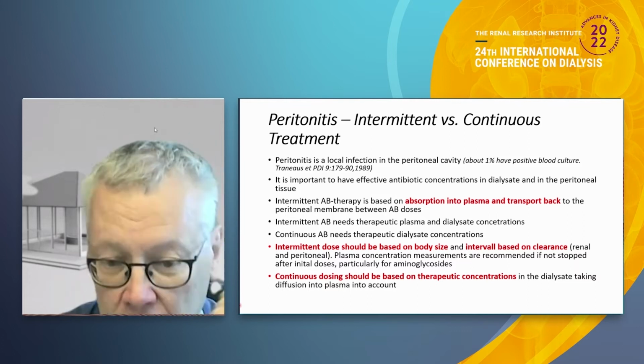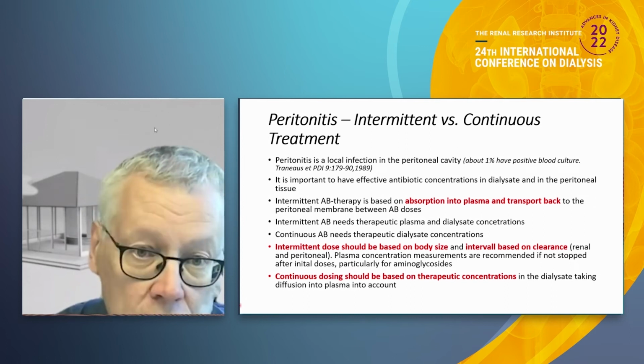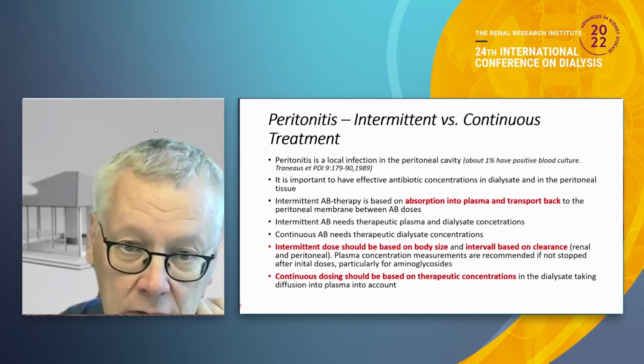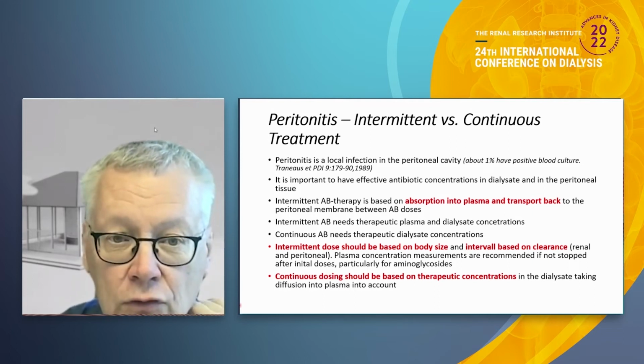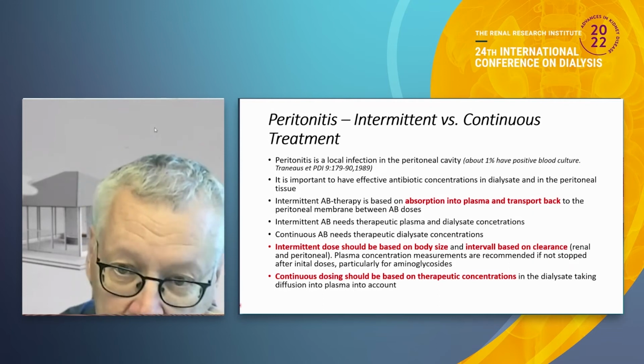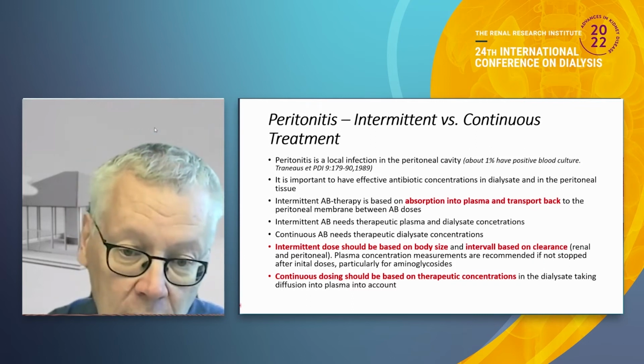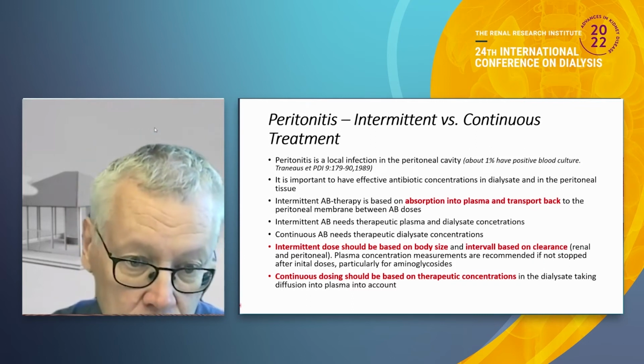Continuous dosing is easier because it's based on therapeutic concentrations in the dialysate, because it's extremely rare that peritonitis is associated with septicemia. But if you have a patient that's clinically septic, you need to add intravenous antibiotics as well if you use continuous dosing.